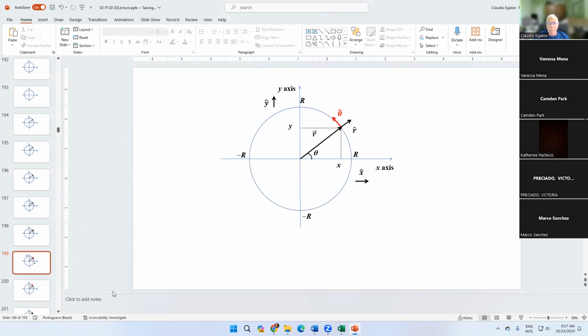Remember that the velocity vector is always tangent to the path, always, doesn't matter which type of path the particle is undergoing, in one-dimensional, two-dimensional, or three-dimensional space. Here's the velocity vector. The velocity vector is parallel to the theta hat unit vector. It doesn't look exactly like it, but it should be.